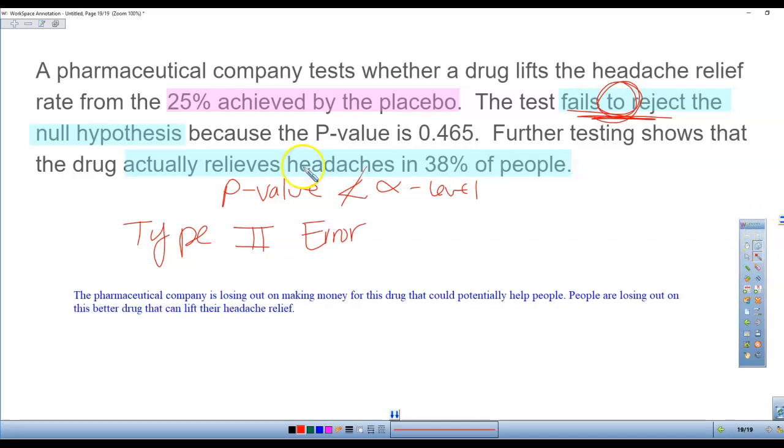Okay, but that's kind of the basics of type 1 and type 2 error. I know it gets confusing with the whole fail to reject, rejecting, accepting the alternative and all that stuff, but just remember that a type 2 error is you fail to reject, and a type 1 error is you reject the null when you really should have failed to reject it.